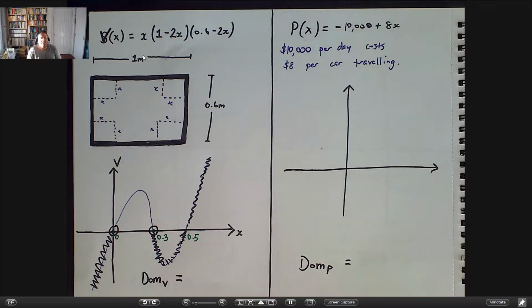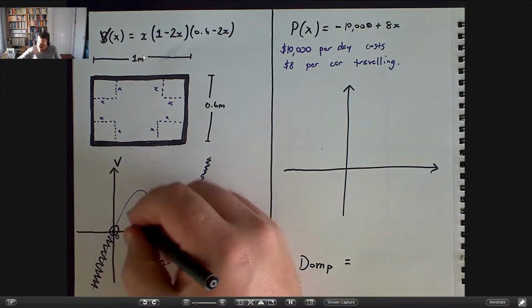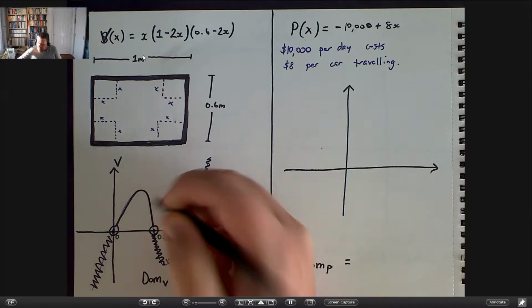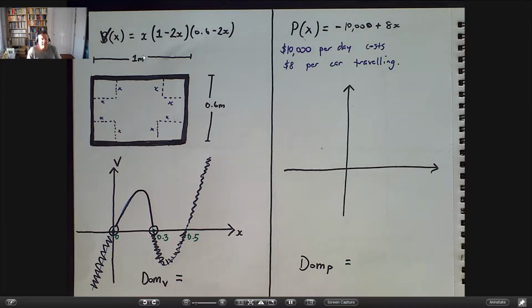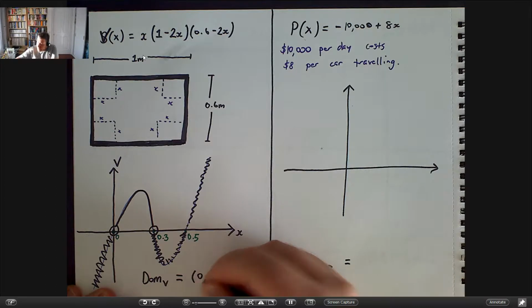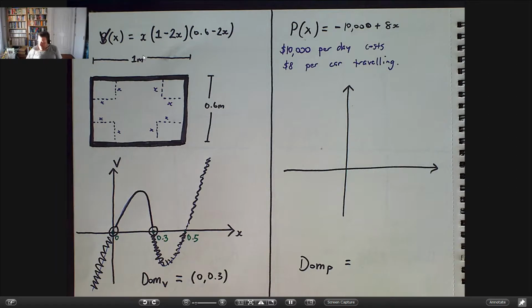So let's put an open circle at the end of there, and then if we were sketching this on the implied domain, only that little graph there in between would be valid. So if we're going to write down what the domain is here, it would be everything from 0 to 0.3. Now I'm not too bothered if you want to use square brackets here and say that a cut of 0 is a cut.